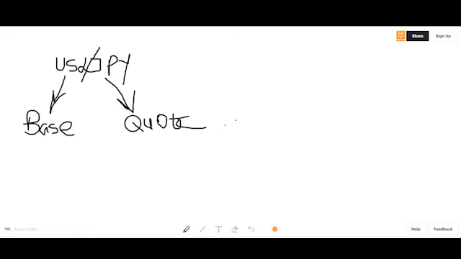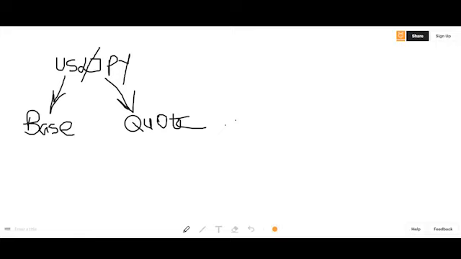There are major pairs and there are minor pairs. I also need to explain that to you. There is also crosses. Major, minor, and crosses, and also exotic. The difference in some of these pairs is that their spread is high or low, depending on which currency you are trading.